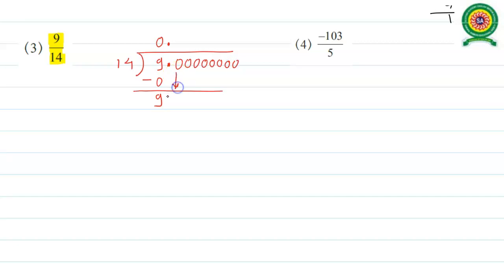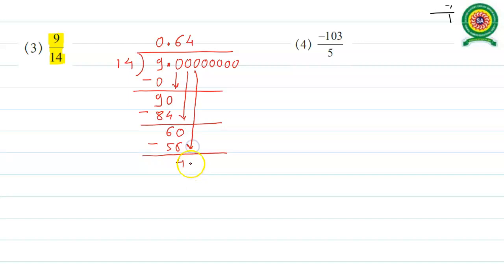The next 0 comes down, it generates 90. So 14 6s are 84. We do that subtraction, 90 minus 84, and the remainder becomes 6. The next 0 comes down, it generates 60. So 14 4s are 56. After doing the subtraction, the remainder becomes 4.